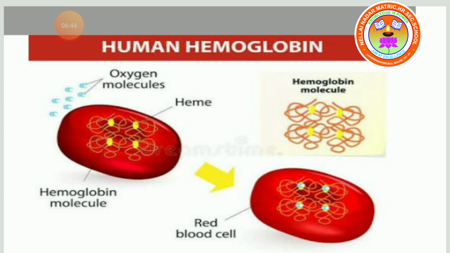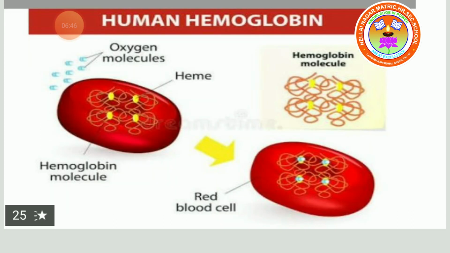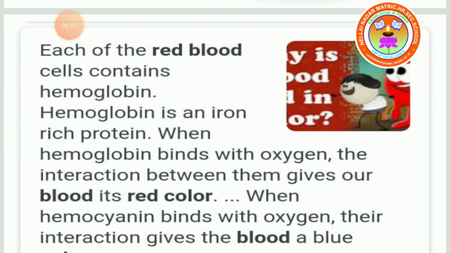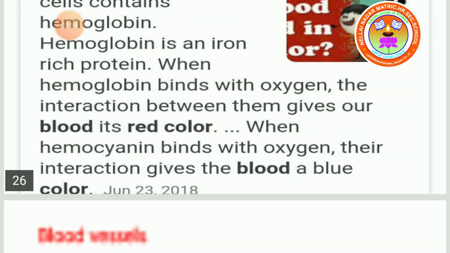Hemoglobin. Children, do you know what hemoglobin is? Each of the red blood cells contains hemoglobin. Why is blood red in color? Hemoglobin is an iron-rich protein. When hemoglobin binds with oxygen, the interaction between them gives our blood its red color. When hemocyanin binds with oxygen, their interaction gives the blood a blue color.